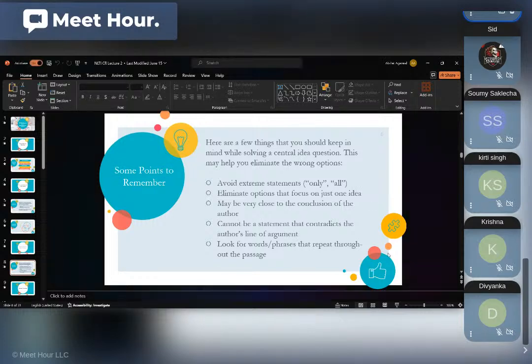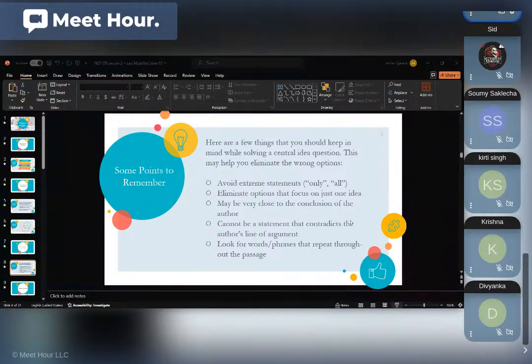Right, just going back to the slide now. Can you see the slide where I've told you how to eliminate wrong options? Some points to remember. Yes, it was visible. Can you see it? It's visible, right? Okay, great.